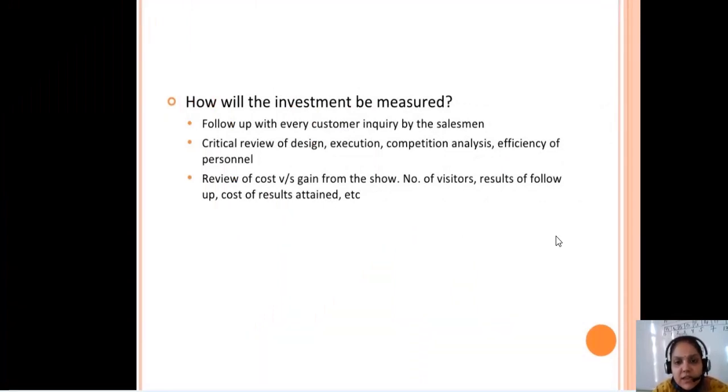How will you be measuring the investment, dear student? Investment would be measured with the help of the salesman's information, with the help of things that you people are doing. You will be doing the competitive analysis, then you also collect the data, and with the help of all those data you understand the things.